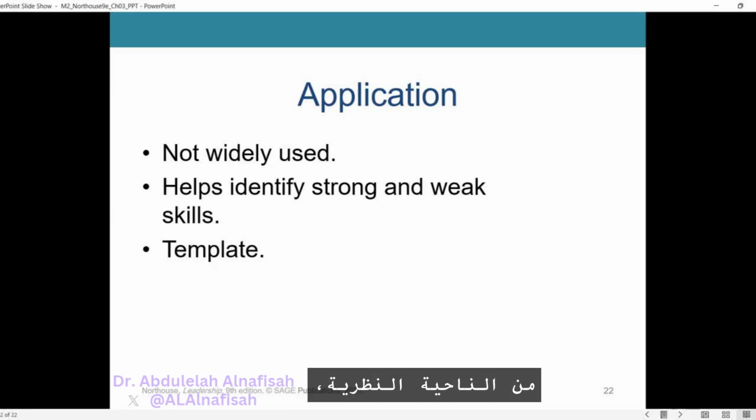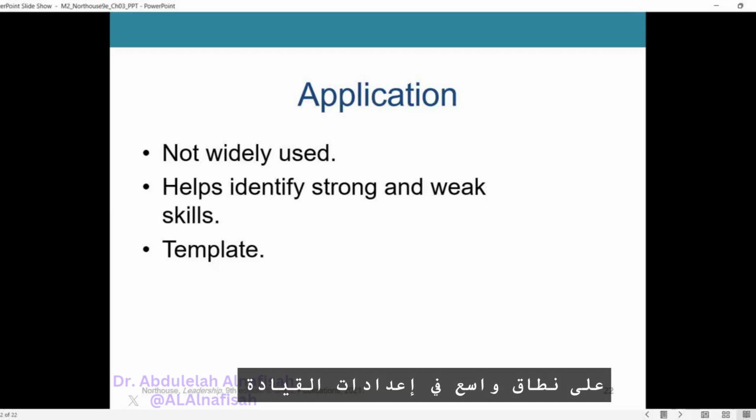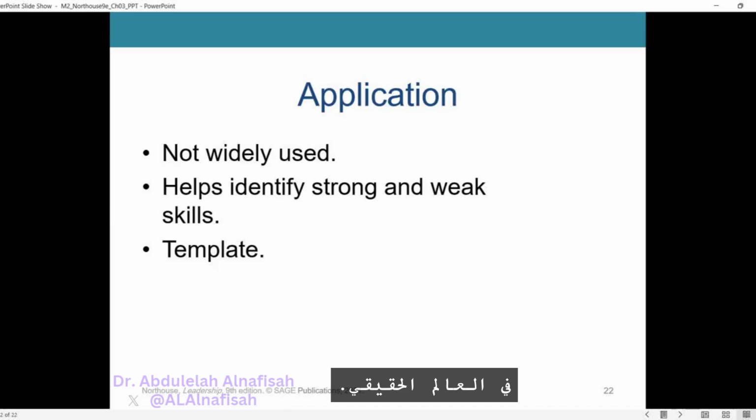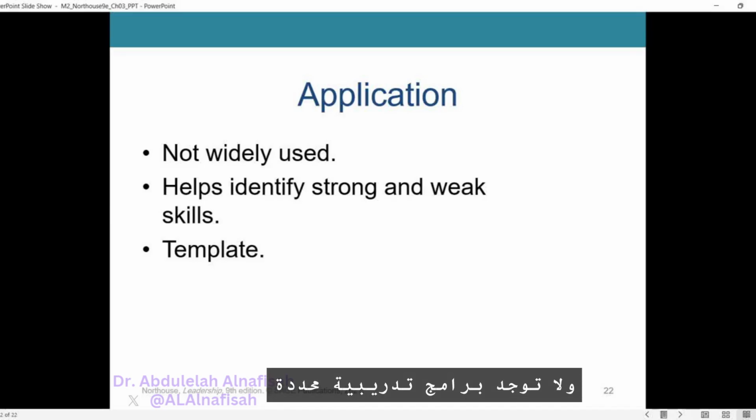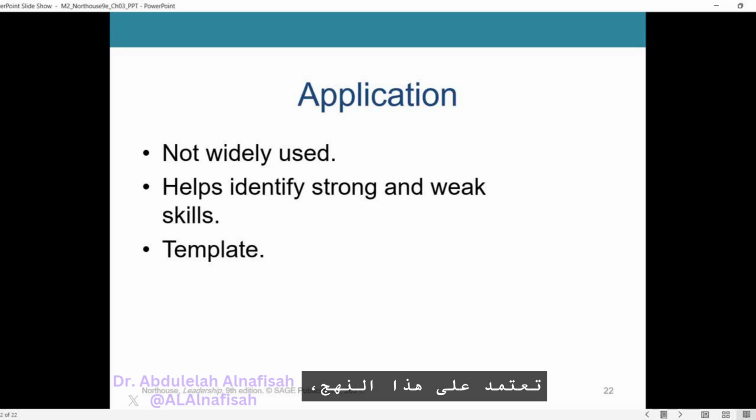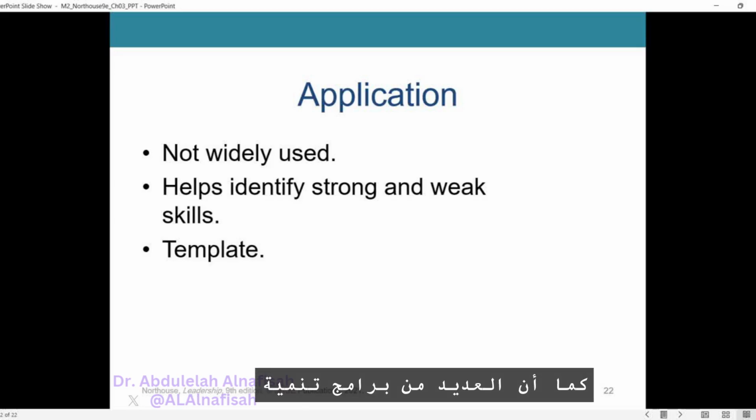Despite its appeal in theory, the skills approach has not been widely applied in real-world leadership settings. There are no specific training programs based on this approach, and many general leadership development programs do not follow its conceptual frameworks.